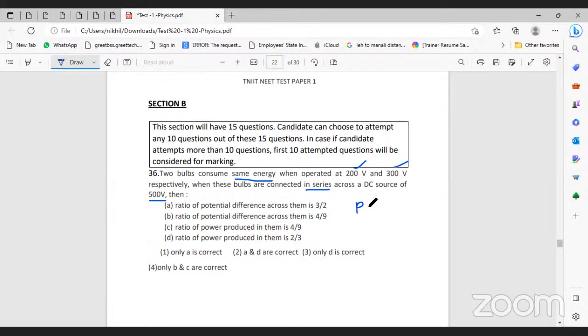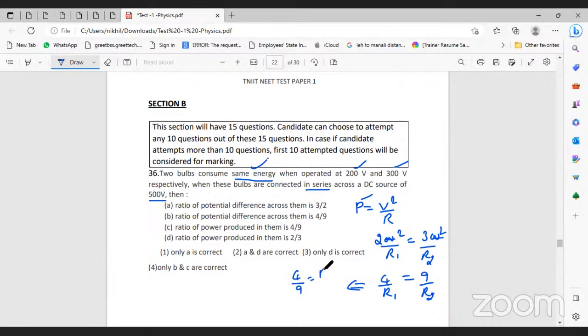You know that the power is given by the formula V squared by R. Since they are telling that the same energy, power must be same. So you can tell 200 squared by R1 is equal to 300 squared by R2. Here you can cancel two zeros. 2 squared value will be 4 by R1 equals 9 by R2. So clearly this implies 4 by 9 is equal to R1 by R2.